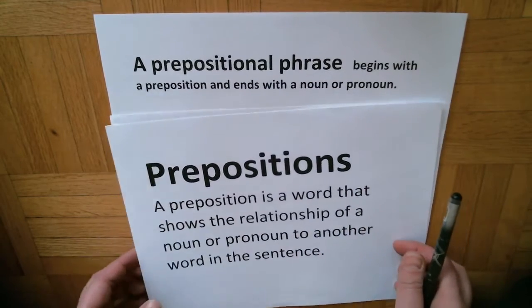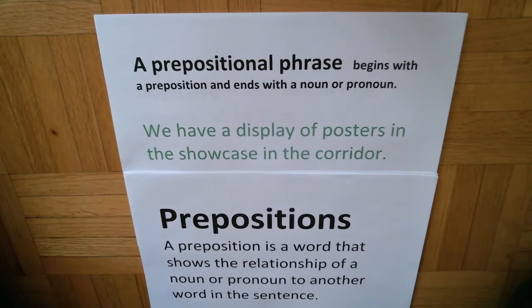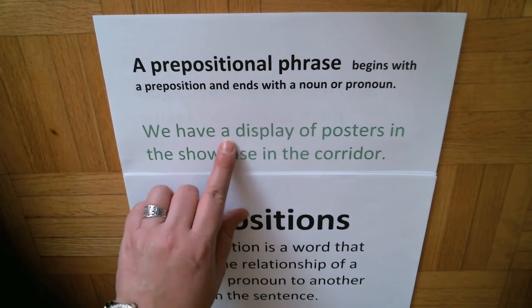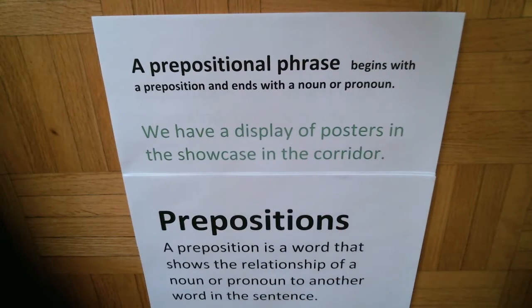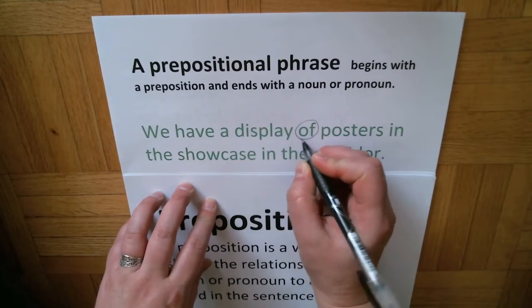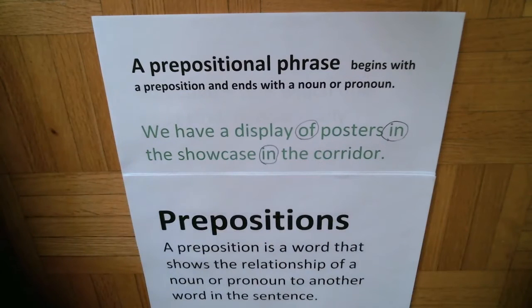So let's take a look at some sentences and see if we can find prepositions and prepositional phrases. Here's our first one. We have a display of posters in the showcase in the corridor. This sentence actually has 3 prepositions in it. I should be able to find my pronoun, my verb. I have some adjectives in here. The are adjectives. Posters, showcase, corridor are nouns. That should be easy for me to define by now. So you might see that the words that are left over are the prepositions. So of is a preposition, in is a preposition, and in the second time around is a preposition.